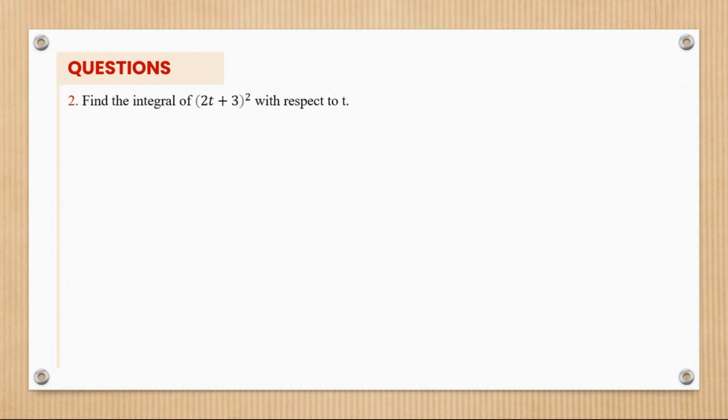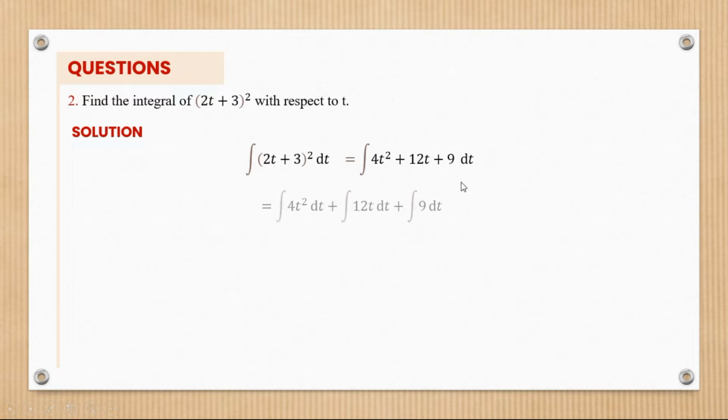So let's look at another question. We're told to find the integral of (2t plus 3) squared with respect to t. How do we solve this? Here we can just open those brackets, and we'll have 4t squared plus 12t plus 9 dt. Since everything is with respect to t, that's why we have dt. Now we can separate each term into its own integral.